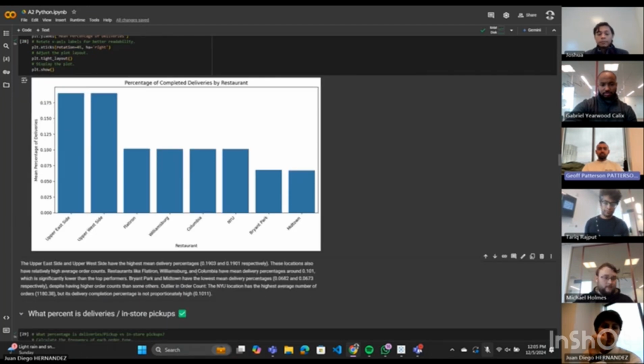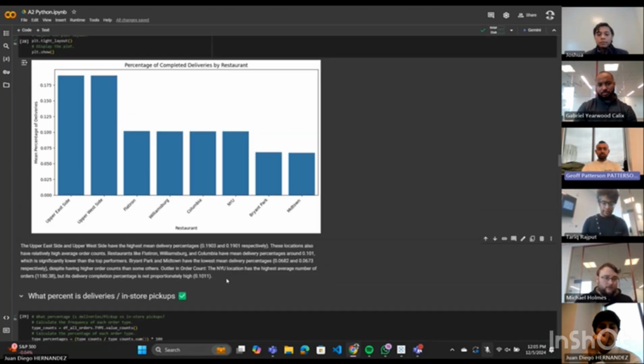As you can see by this bar chart, the Upper East and West Side have the highest mean delivery percentage, about 19% respectively for both of them. And Bryant Park and Midtown have the lowest mean delivery percentage, around 7-ish% for both of them as well, despite Midtown having some of the highest order counts among all of them. Another outlier in the order count we have is that the New York location has the highest average number of orders, but its delivery completion is about average compared to the other restaurants as well.